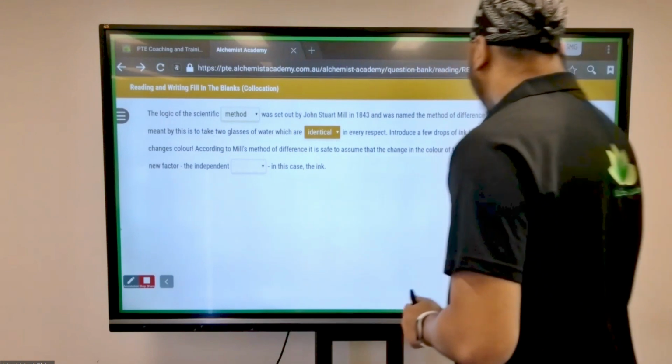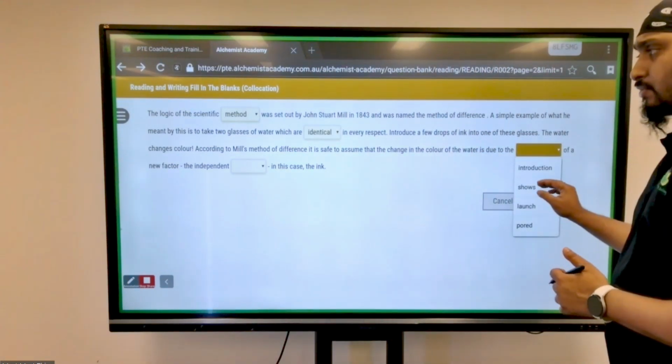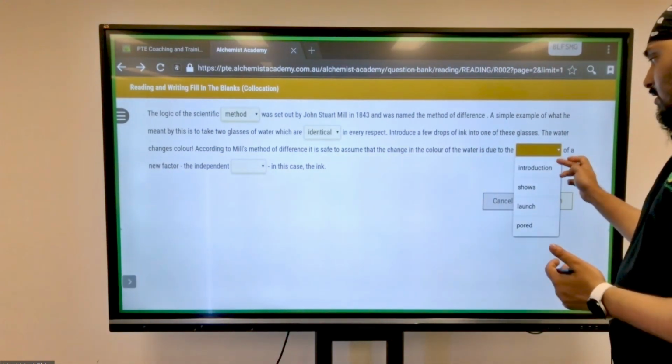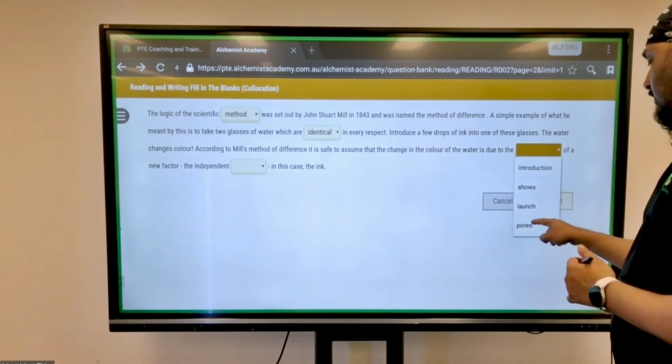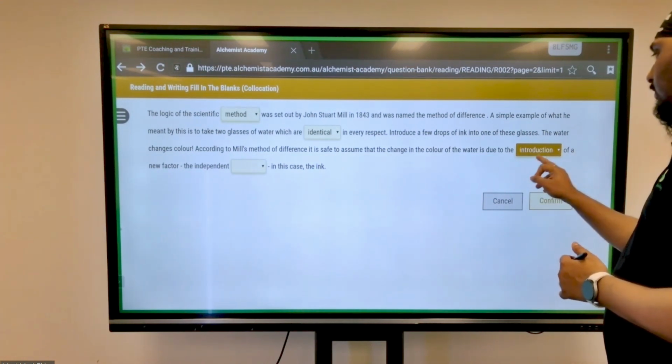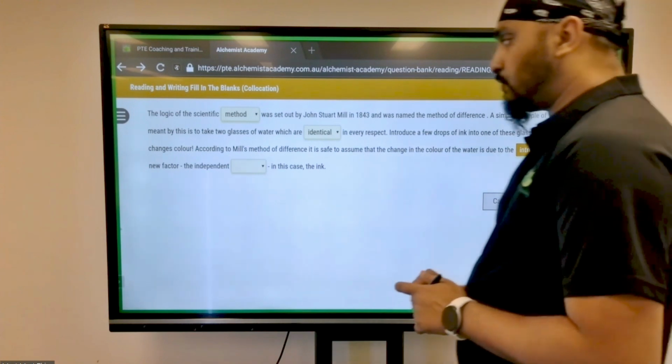So let's have a look. It says is due to the dash. It would be due to the... Shows, no. Launch, no, coded is a verb in the past, this would not make any sense. Launch is also a verb. Introduction, that's the best one. Shun, that's a noun. Introduction of a new factor.